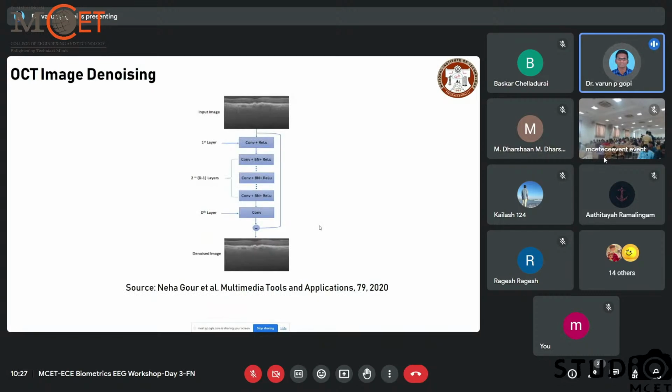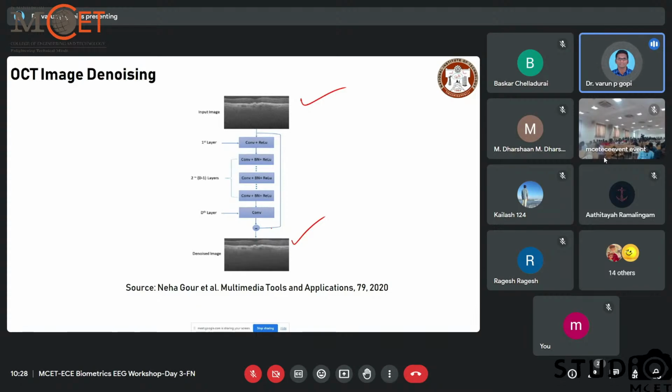Next is OCT denoising. So we can use CNN for denoising. Here we can take an OCT image, that is an optical coherence tomography image of the eye. It will give you the different layers of the eye. First we give the noisy image as input to the convolutional neural network. Then we learn the noise. Then we find out the noise from the image, and that will be subtracted so that you are getting the denoised image. This is the way by which we are using CNN for denoising.